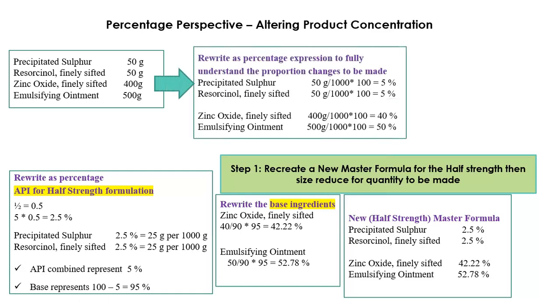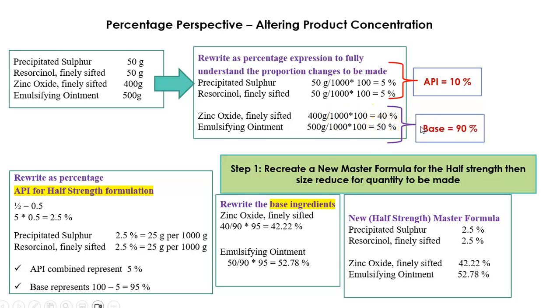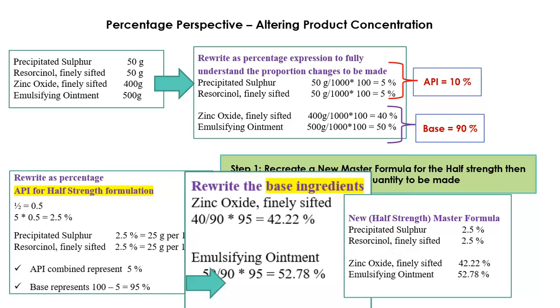So just for comparison, look at what the original was. 5%, 5%, the API was 10%. The zinc oxide was 40 and 50, which adds up to 90%. And in the new formulation, we're having 5% total for the API and 95% for the base ingredients. All right, so now look back. The prescription asked for 30 grams of resorcinol. There we go.